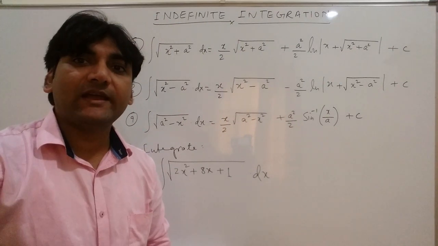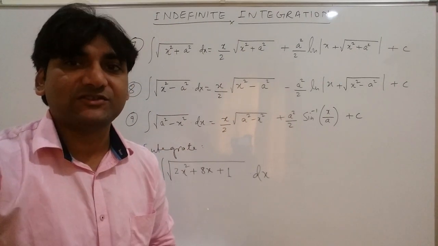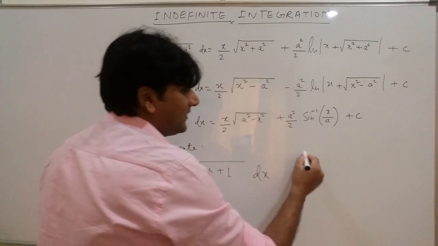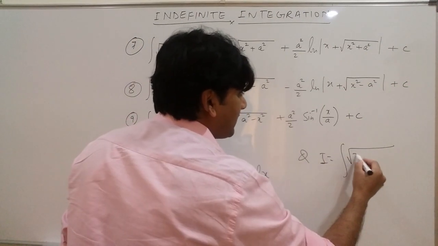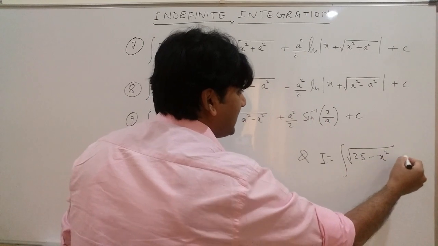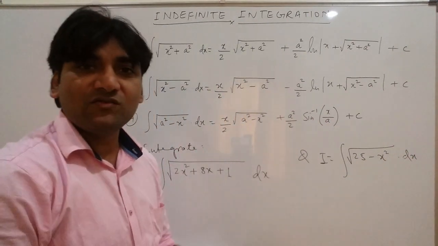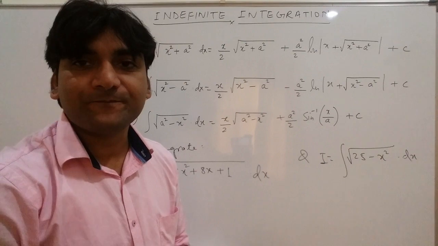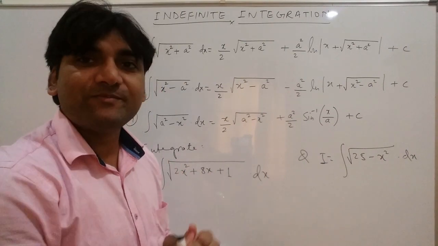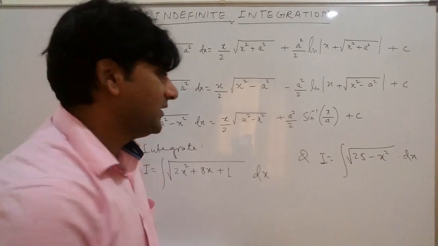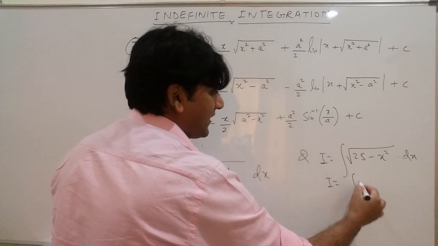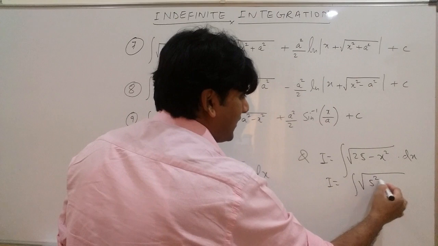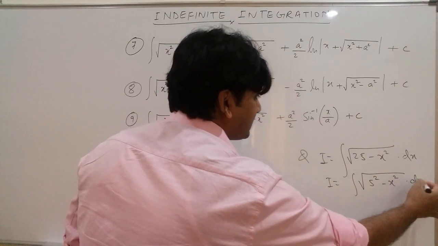But before that, we can learn a very basic question. What can it be? It can be I equals root 25 minus x square dx, right? So I have given you just a straightforward question. This question is based on direct formula. So this 25 you can write 5 square minus x square dx.